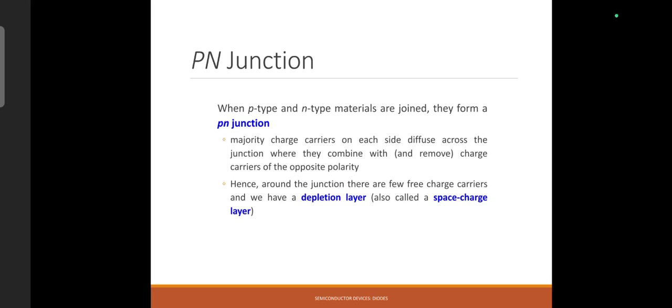Transition to PN junction. So far, we have discussed the behavior of an ideal diode. However, in practice, no real diode is perfect. Real diodes are made using semiconductor materials. To understand how an actual diode works, we must first study the PN junction, which forms the heart of every semiconductor diode. In the next section, we will see how joining P-type and N-type materials creates a PN junction and how this junction controls the flow of current.